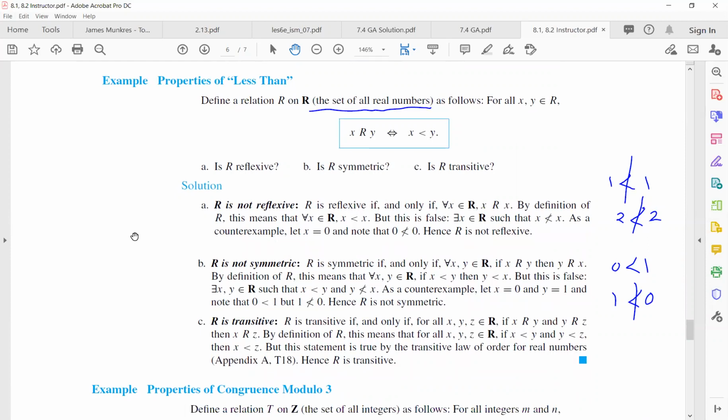But how about transitive? If x is less than y and y is less than z, for sure you can conclude that x is less than z. Like saying that 1 is less than 2, 2 is less than 3, so you can conclude that 1 is less than 3. Of course it is true. So it is transitive.